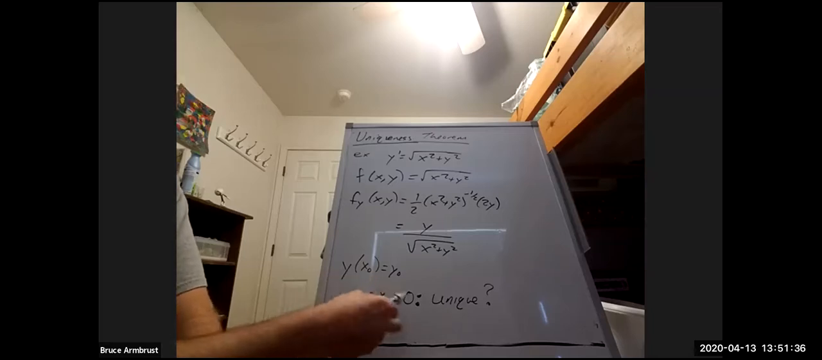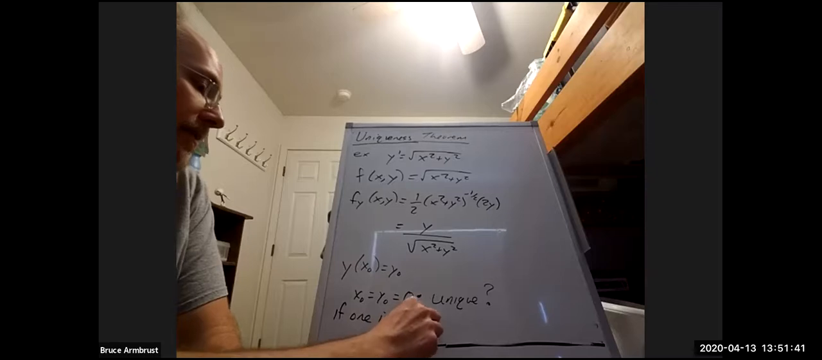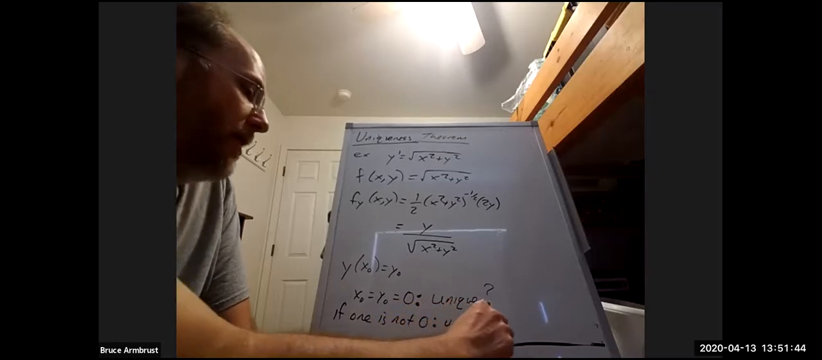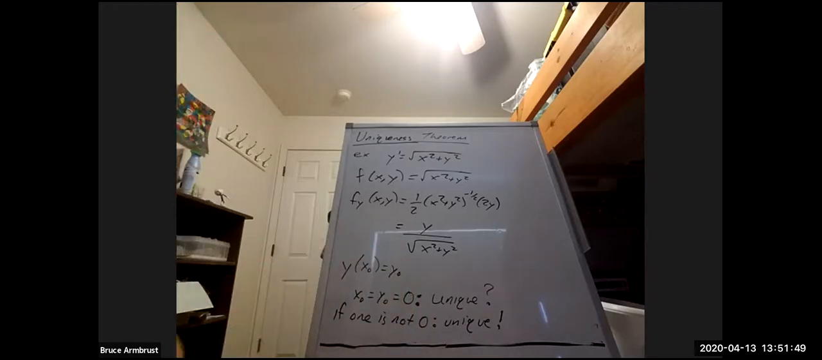However, if one of these is not 0, then we are guaranteed unique, and I'm going to make that an exclamation because we do know that it's going to be unique. And hopefully you see that, because as long as one of those is not 0, we're going to be able to step away from the origin even by the slightest little margin, and that will allow us to build an open rectangle.